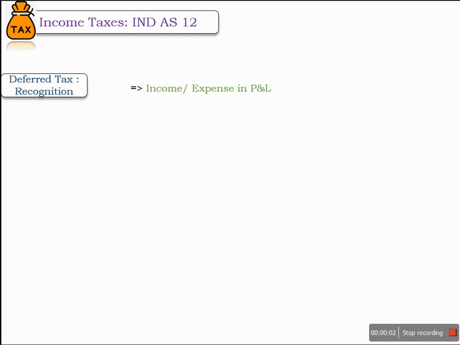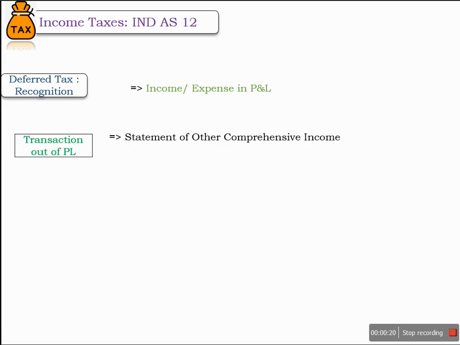Income or expense in respect of the deferred tax will be recognized in profit and loss account. However, it has some exceptions if the transaction has been recognized out of the P&L, maybe in OCI or in equity. So effect of deferred tax will be recognized in either OCI or in equity. So the principle is where the impact of the transaction has been booked, whether in PL, OCI or equity, the same place the effect of deferred tax will be booked in the similar way in PL, OCI or equity.